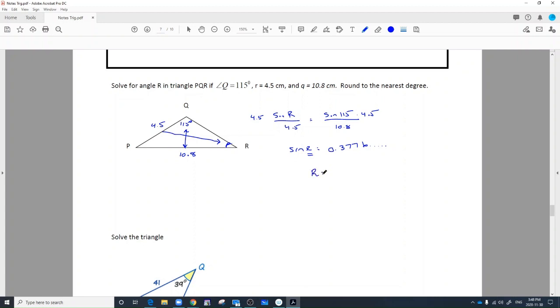So to solve for angle R, I'm going to take the inverse sine. So think of what's the opposite operation of sine, it's inverse sine, or you can think of what your trig tables are doing. If I want to give it a ratio and tell it to give me an angle, I use the inverse sine. But I'm going to take the inverse sine of this.